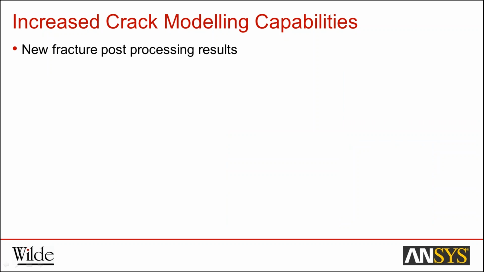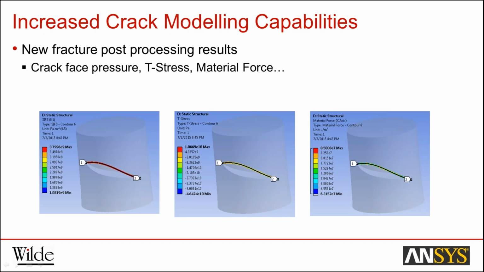To go with those improvements in the fracture shape meshing, we've also got some additional post-processing results for crack meshes. So I've got 3 examples on screen. There are some additional ones. If you do check out the help files, there will be a full list of all the new post-processing plots available for fracture. The examples on screen are crack face pressure, T-stress and material force. These are all new in version 17. All of these also work with both regular and arbitrary shaped cracks.